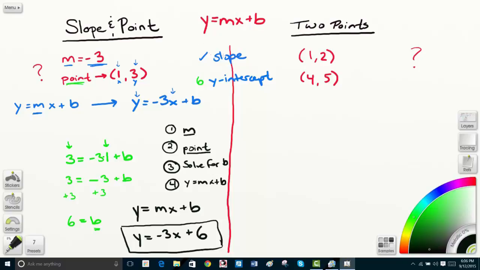So we ask ourselves, do I know any information yet? Do I know a slope? Well, no, I don't. At least not by looking at those 2 points. Points don't directly give me slope, so I don't have the slope. Do I know the y-intercept? Well, again, if I were to plot the point 1, 2 or the point 4, 5, you would find that neither one of those are y-intercepts. So no, we don't have the y-intercept.